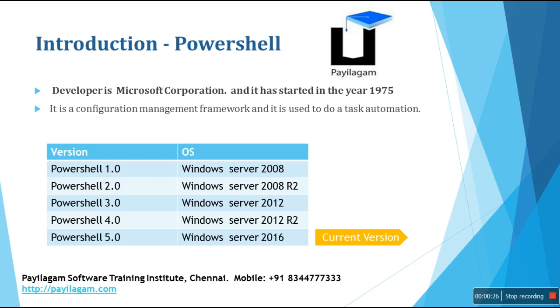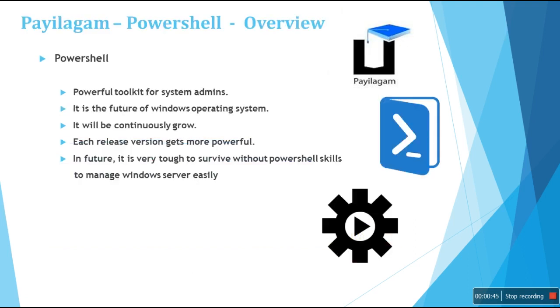operating system. PowerShell 1.0 was released with Windows Server 2008, 2.0 with 2008 R2, 3.0 with Windows Server 2012, 4.0 with Windows Server 2012 R2, and 5.0 with Windows Server 2016. This is the current version of PowerShell. So you are going to learn Windows Server PowerShell 5.0.